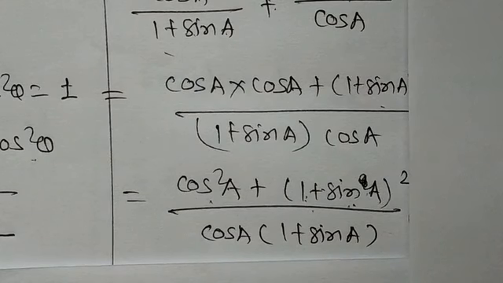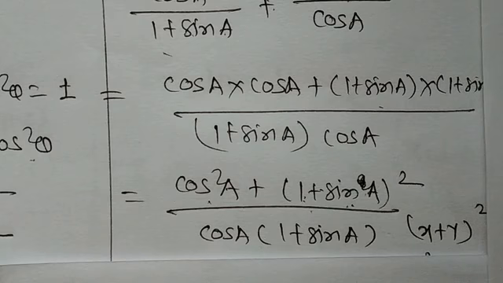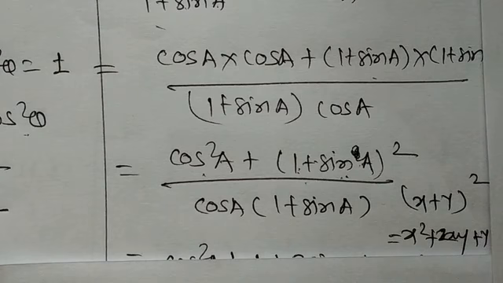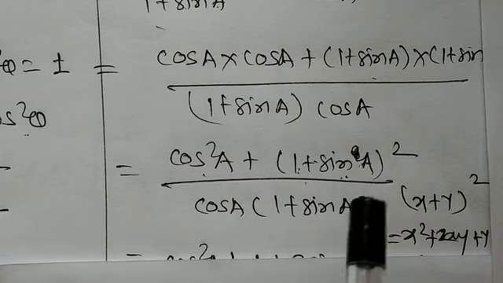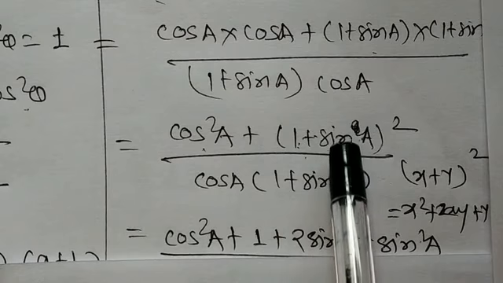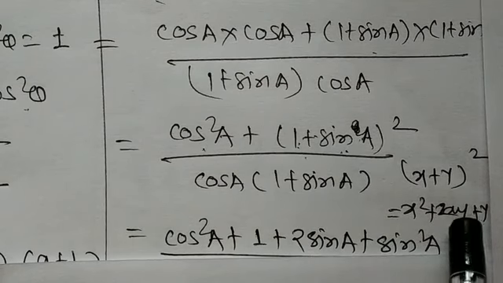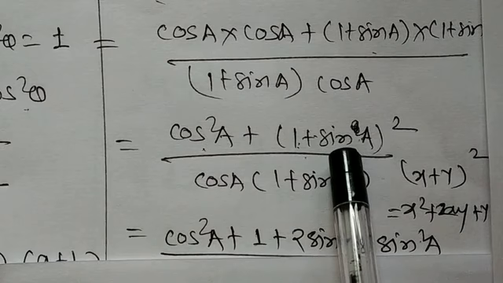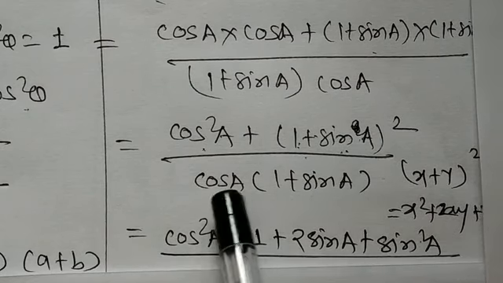So I can write here cos square A plus (1 plus sin A) whole square upon cos A into (1 plus sin A). As we know, (x plus y) square is equal to x square plus y square plus twice xy. Use this identity here. Then it is equal to: 1 square is 1, 2 into first term into second term, that is 2 sin A, and sin A whole square is sin square A. The denominator is the same.